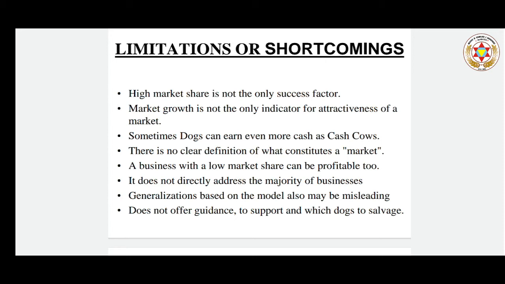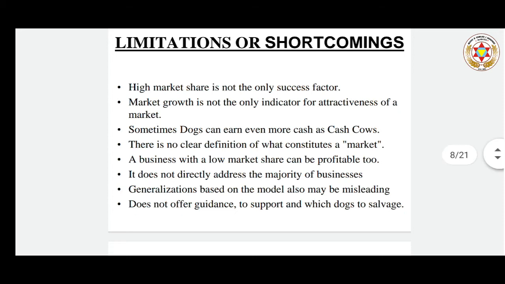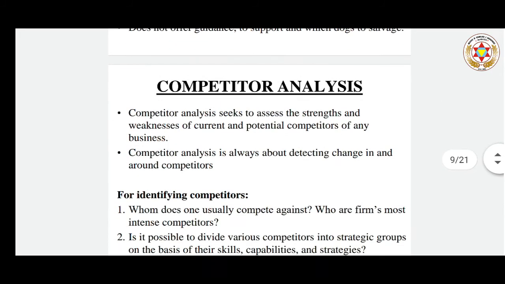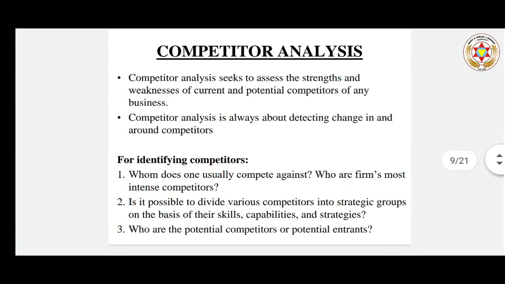Generalization based on the model may also be misleading, since an organization with low market share may not necessarily be a question mark. The matrix further does not guide regarding which question marks to support and which dogs to salvage. Finally, growth and market share are not the only factors which make markets attractive and which give the company strength in the market. Let's come to the next topic, competitor analysis, which seeks to assess the strengths and weaknesses of current and potential competitors.